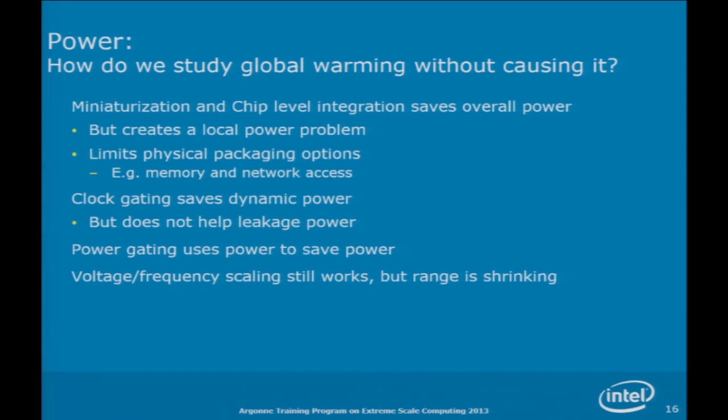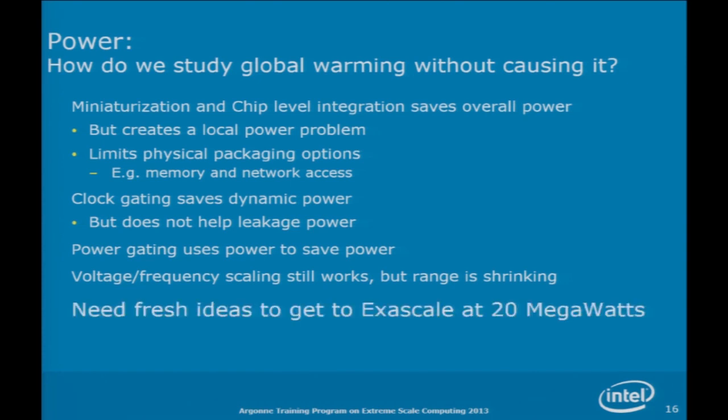But now the voltage is getting so low that it is approaching the threshold voltage for the transistor, and basically what causes transistors to switch is the difference between the voltage and the threshold voltage. So when the minimum voltage crosses over the maximum voltage, it doesn't work anymore. So we're getting very close to that, but it still is an area where people are working hard to extend the range of voltage frequency scaling. But it's obvious to me that we need fresh ideas to get Exascale to work at 20 megawatts.